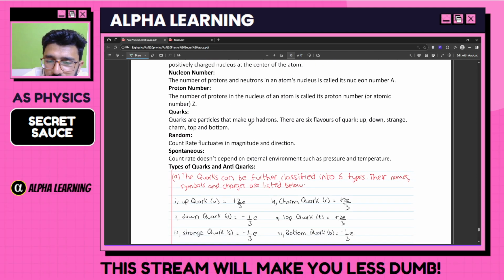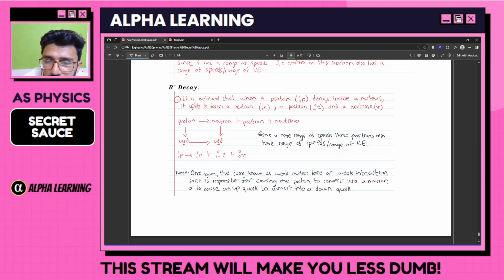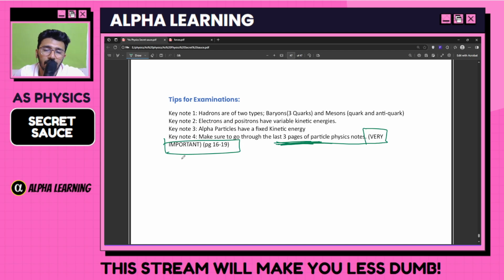Then you have particle physics, you have some definitions, and for particle physics there is one more thing that I need to reiterate here. Please make sure that you go through the last 3 pages of the particle physics notes. They are very important. They can repeat in the examination.